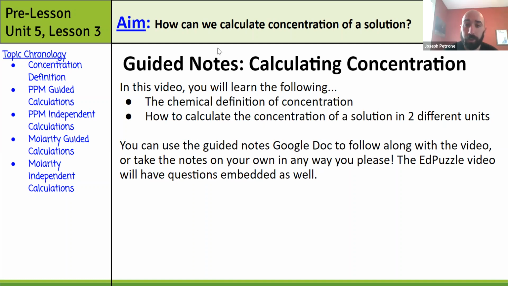So I'm going to open up my slides, and as you can see in today's video, we're going to learn the chemical definition of concentration, so how it relates to chemistry, specifically with solutions, and how we can calculate concentration of a solution using two different units. And then, as per usual, you can use this guided notes Google Slides, shouldn't say Google Doc, or take the notes down however you want to do. And the video is going to have some questions in it, as per usual. Right, let's roll through this.